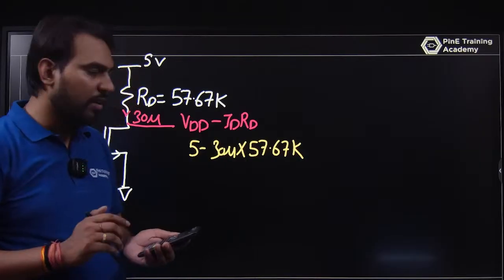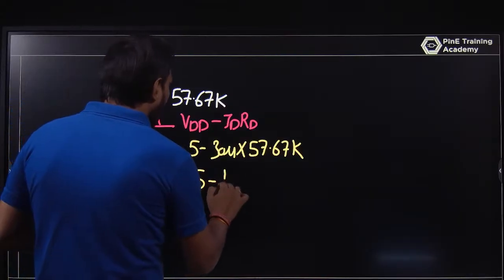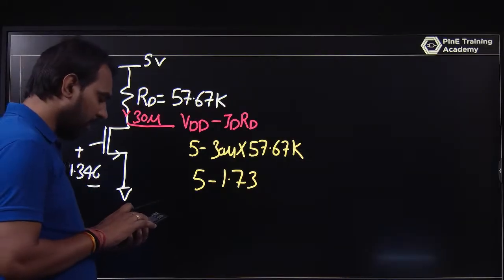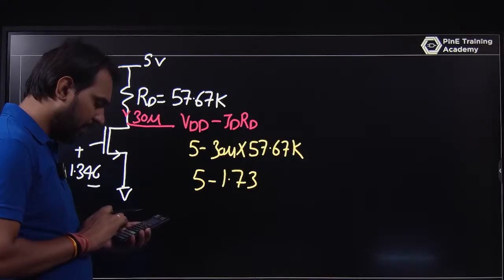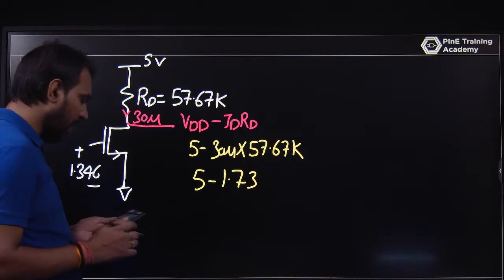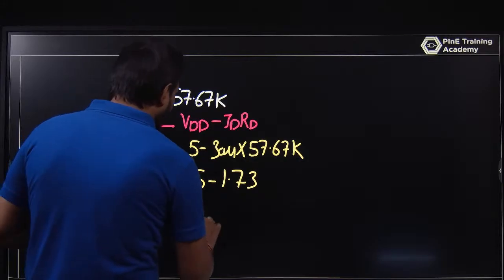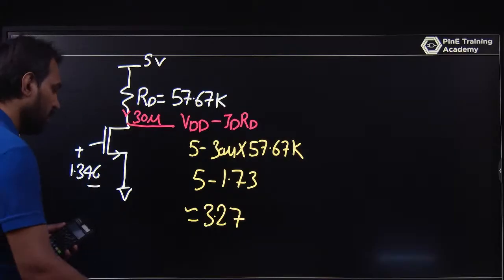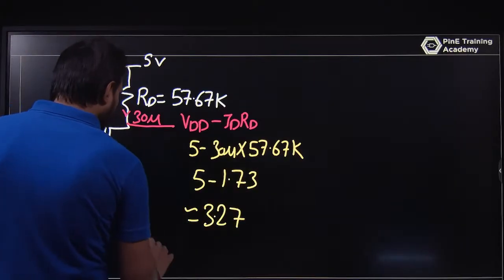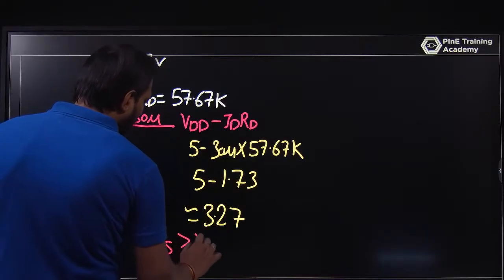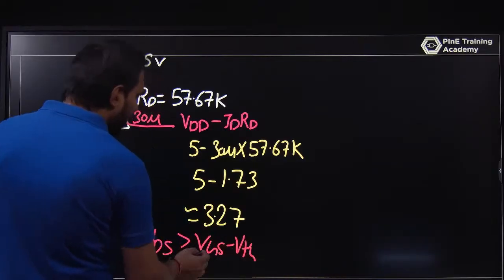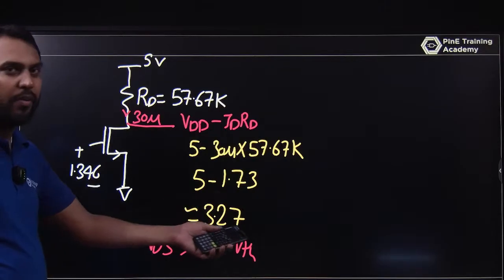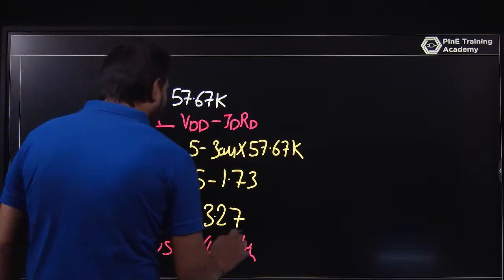This is 5 minus 1.73. Just 5 minus 1.73. This is nearly about 3.27, and that Vout is 3.27. So I can say that VDS is greater than or equal to VGS minus VTH. VGS is 1.34 and VTH is 1. So this is 0.343 and VDS is very far away from VGS minus VTH. So that MOSFET is perfectly in saturation there.